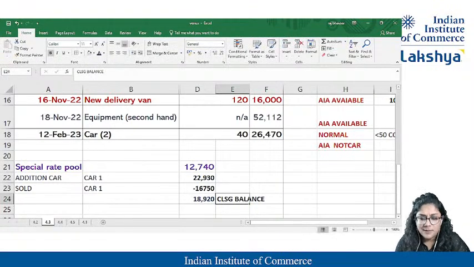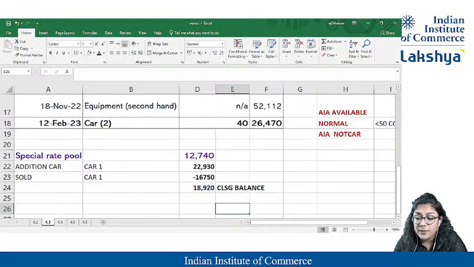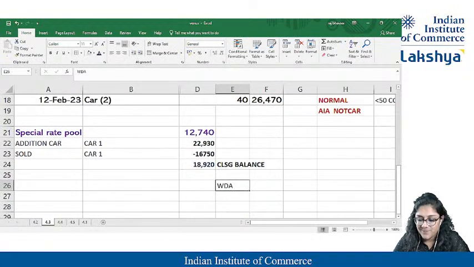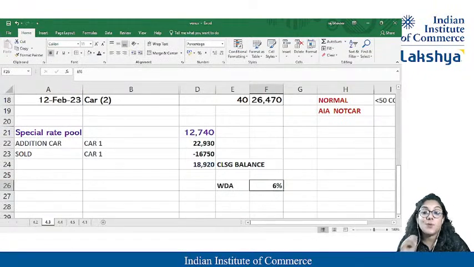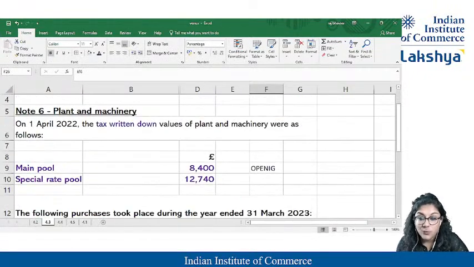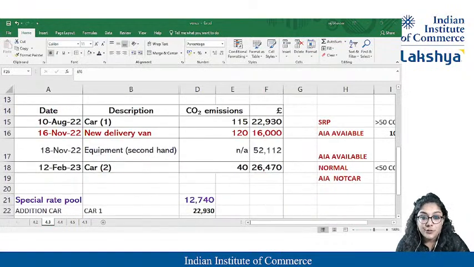I hope you are getting it. On that again, how much percentage will be your WDA carry forward? It will be 6% only. Yes, so this is what I got. But am I okay to frame like this, or ma'am, should I get a proper picture?